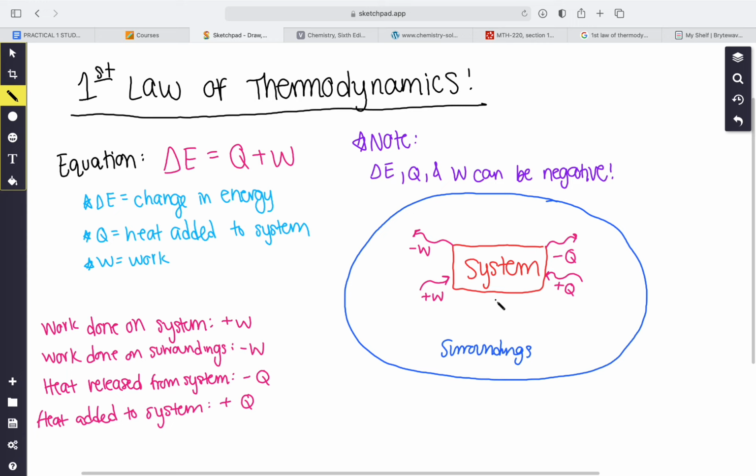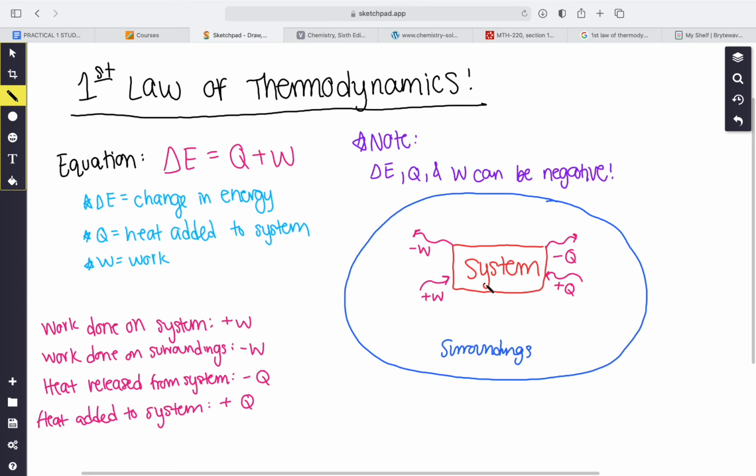You can think of this system as a chemical reaction. You can think of it even as a refrigerator. It sounds so stupid, but I think of it as a refrigerator. I don't know why. But you're just thinking of a system, something inside of a box. You have something going on inside of a box, and we're trying to figure out how much energy is in there, how much heat is added, how much work is done in that box. And the surroundings, you can think of as the air around the box, or even the person who's feeling what's happening inside of the box.